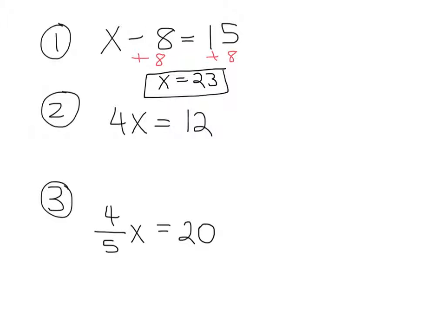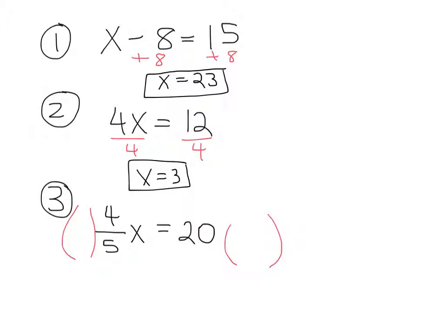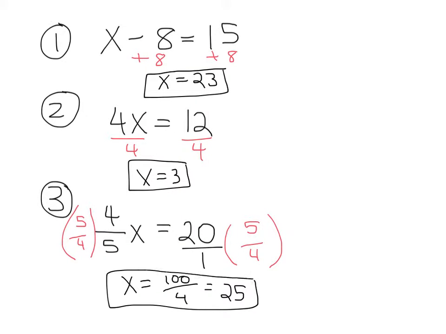Alright, my second problem, I'm going to divide both sides by 4, and I end up with x equals 3. Finally, this is the tricky one, you're going to multiply both sides by the reciprocal, which is 5/4, and you get 1x equals 100/4, which happens to be 25. So those are your answers.